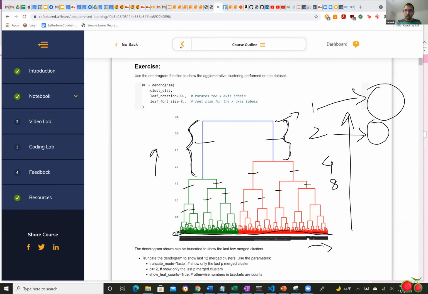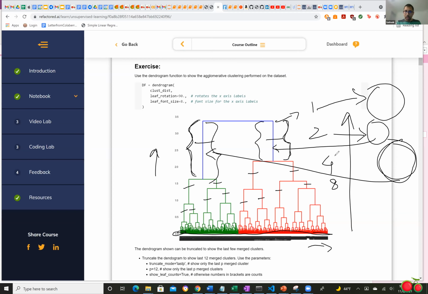Depending upon the size of these, you can determine that this is the shorter length, and this one represents the larger length. This one is further split into all these data points, and this one is further split into all these red data points. Make sense? That's how this clustering works.